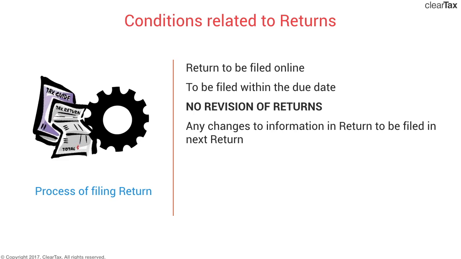Suppose you found out that the information filed for September is wrong. You found this out in December. Then in the return of December, you will have to show the change, what was wrong. You cannot go and file a revised return for September. That is one important point to keep in mind.